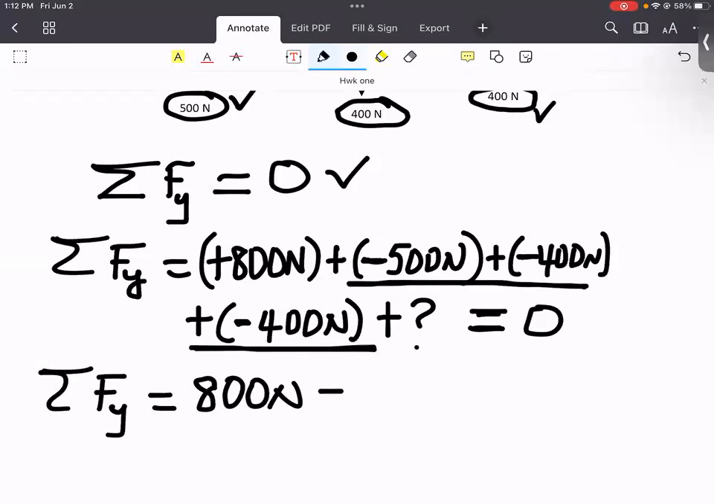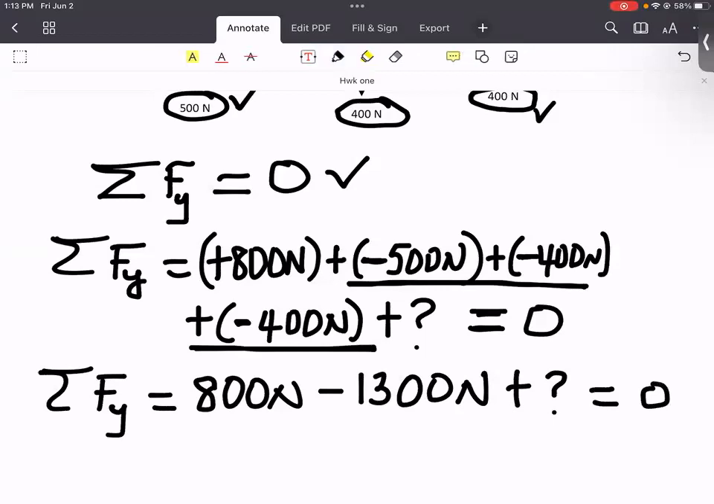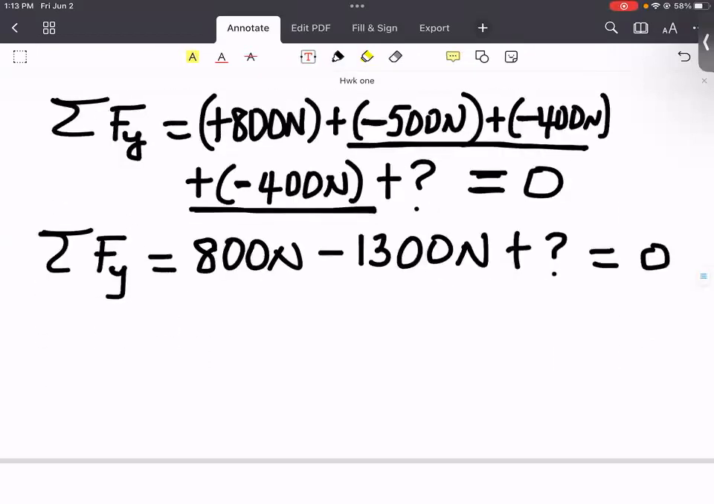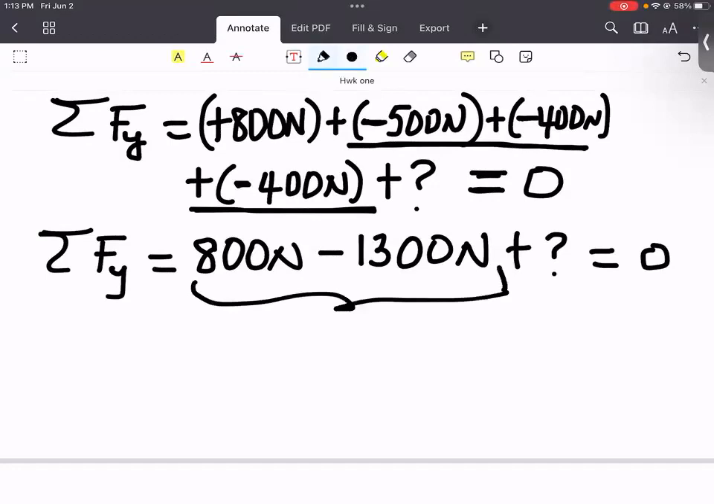So 500 plus 400 plus 400 gives me 1300 newtons, plus question mark. The answer must be 0. Okay, and then I go down here. I look at this problem. I'm looking for the question mark, but I can also deal with this part.